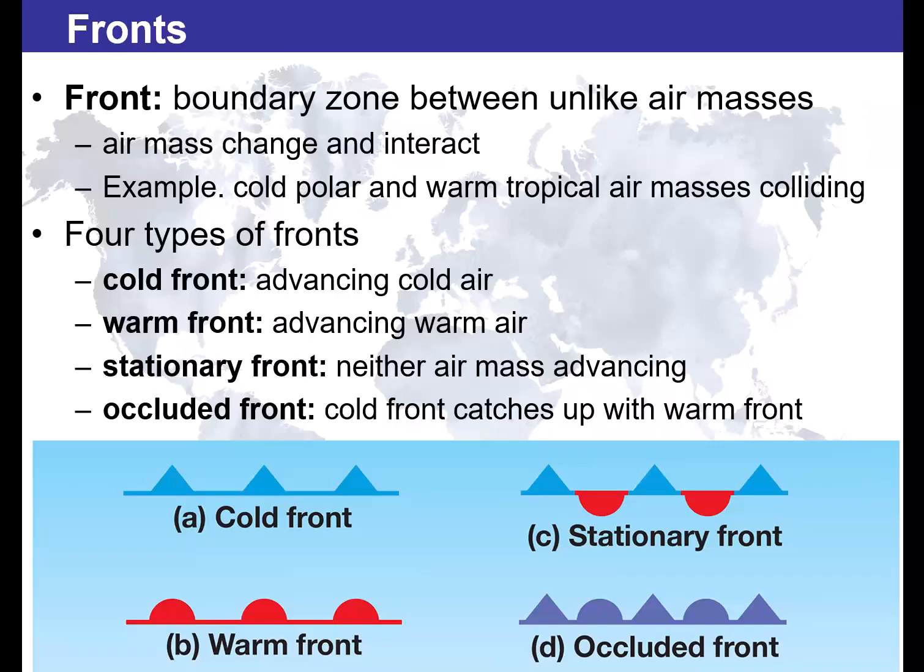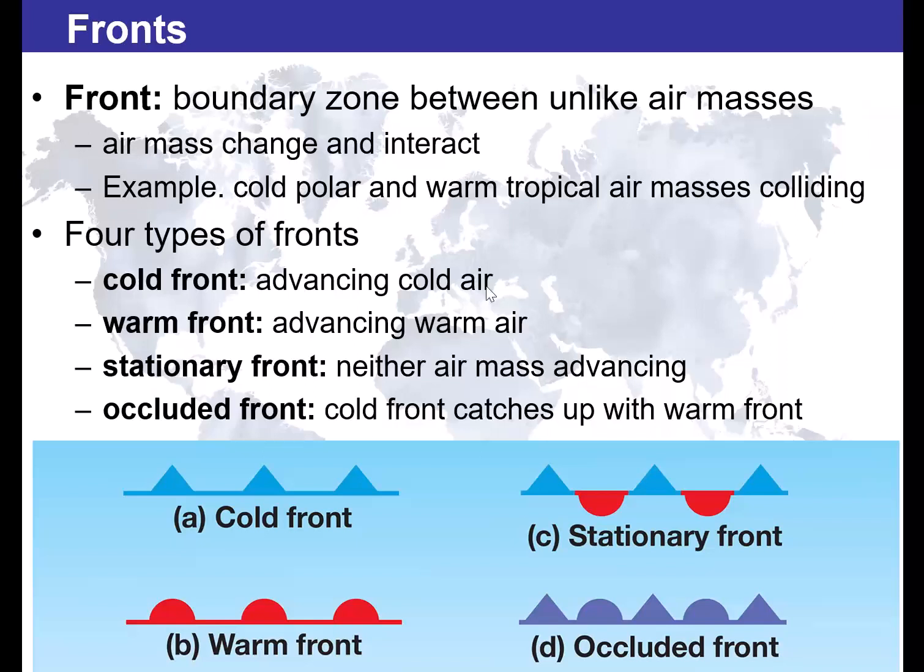With that said, though, obviously there can be massive temperature differences between the two, and when those temperature changes are large, that's when we can get pretty intense storms as a result. So for the most part, a front is going to be where we have these unlike air masses that change and interact with one another.